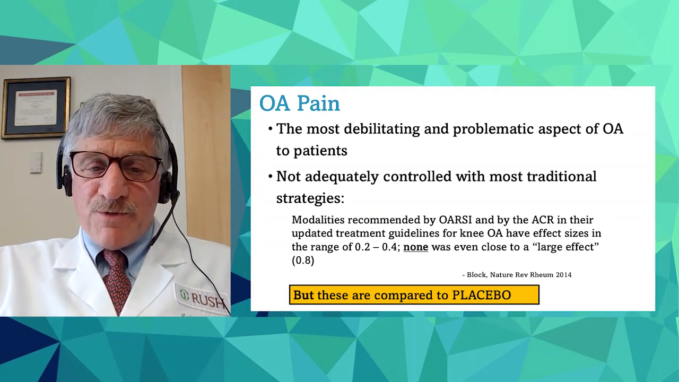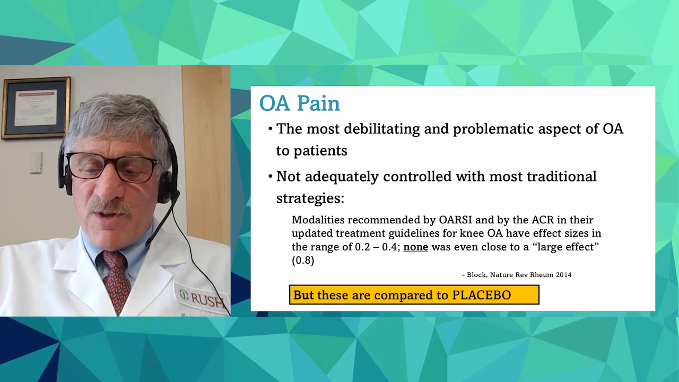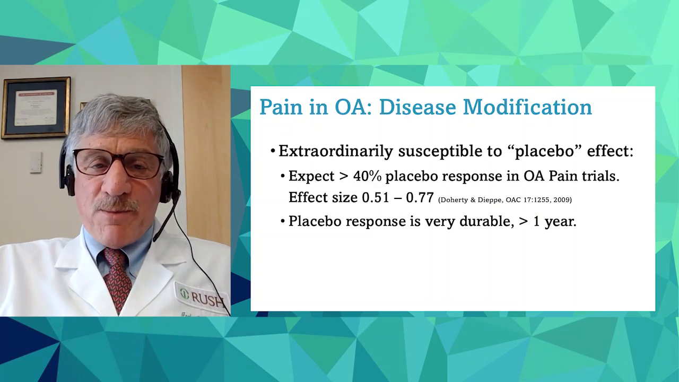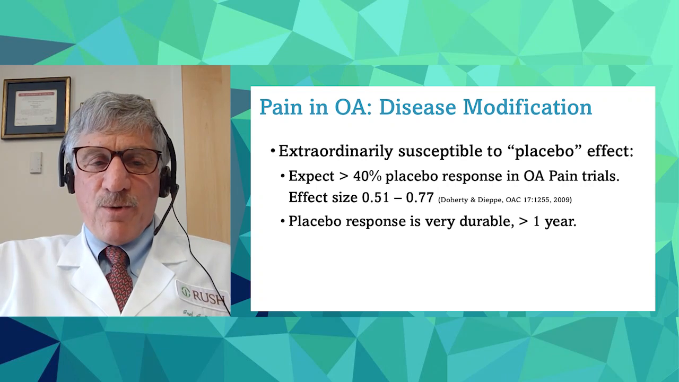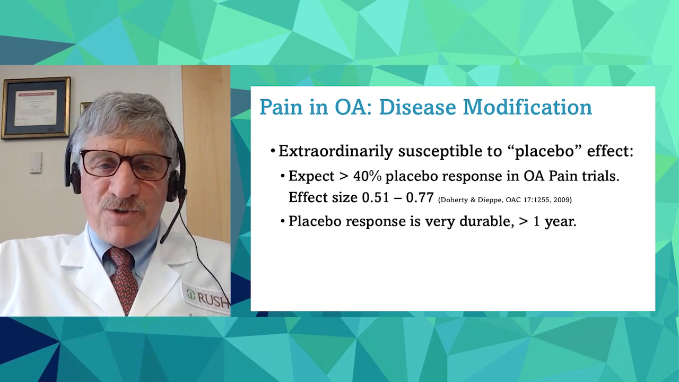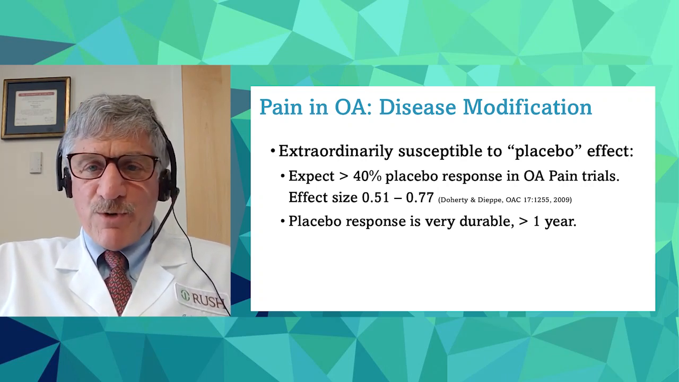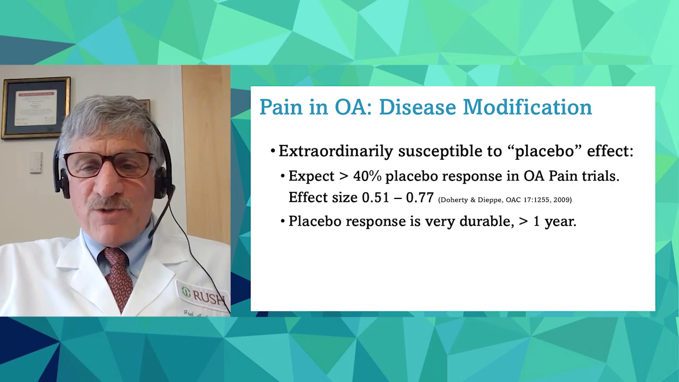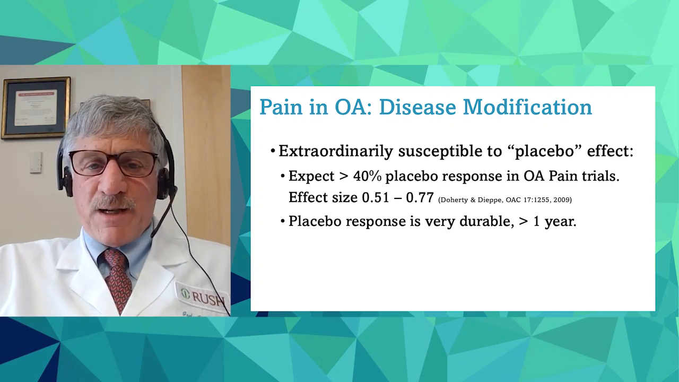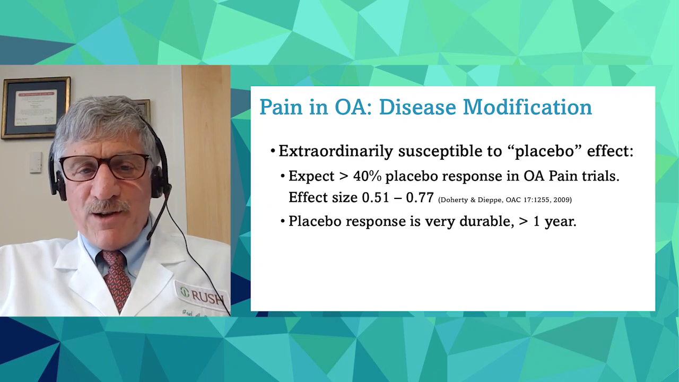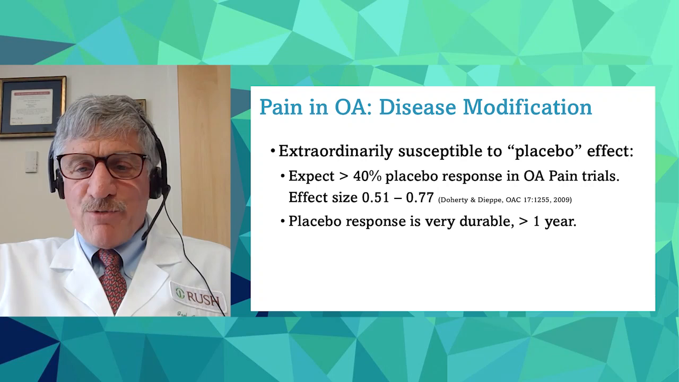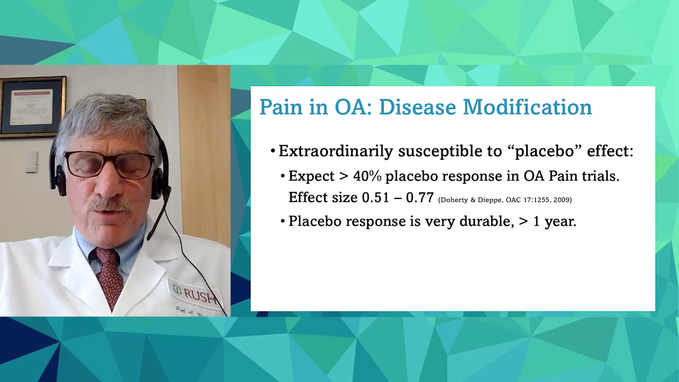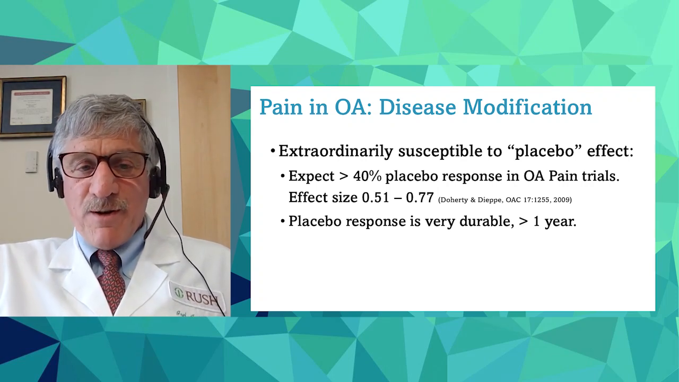However, all of these treatments are compared to placebo. And it's really important to remember that placebo is incredibly important in people who have knee OA. OA patients are very sensitive to the placebo effect. Whenever we do an OA pain study, we expect to see at least a 40% placebo response. And the effect size of placebo in OA is very large, between 0.5 and 0.8. That is a really high threshold over which we need to prove that our new therapies are superior.